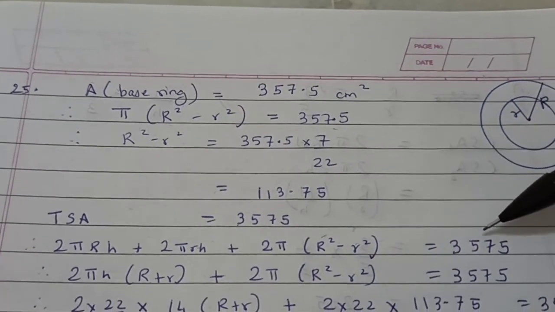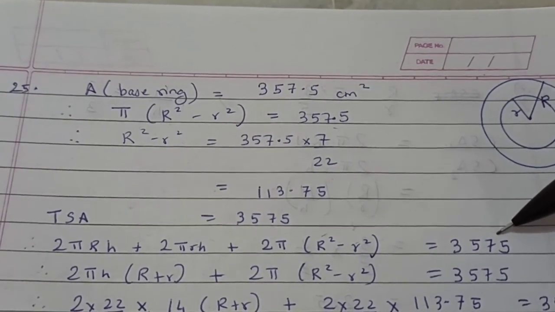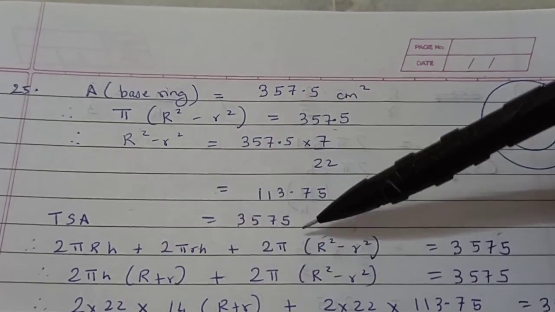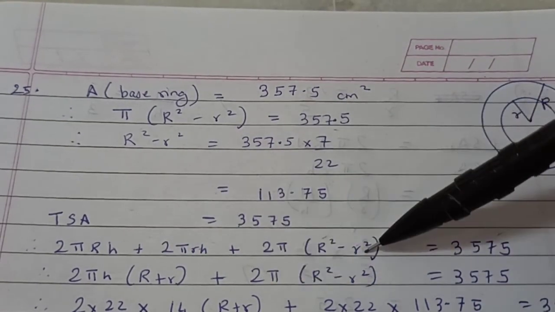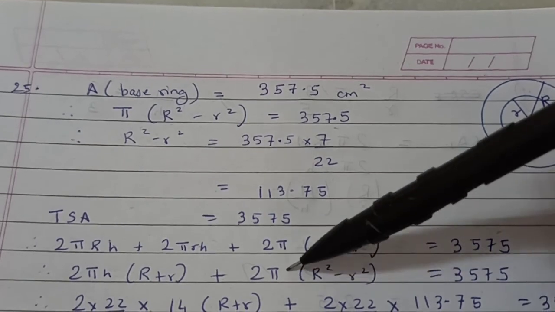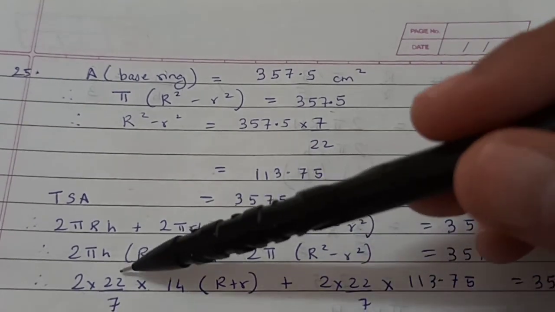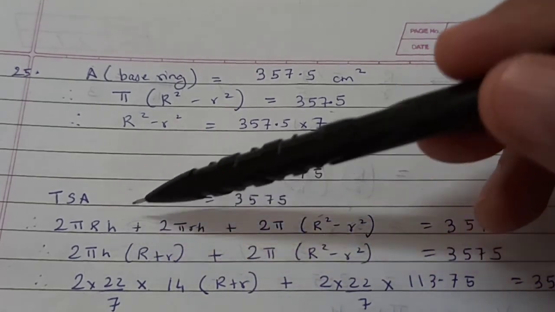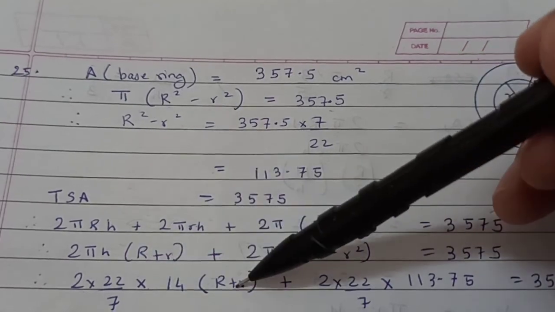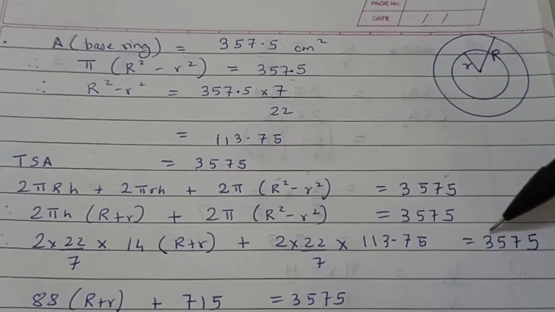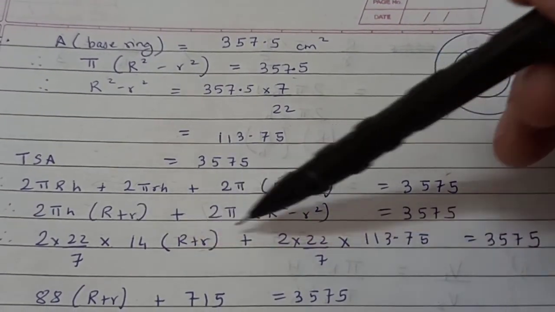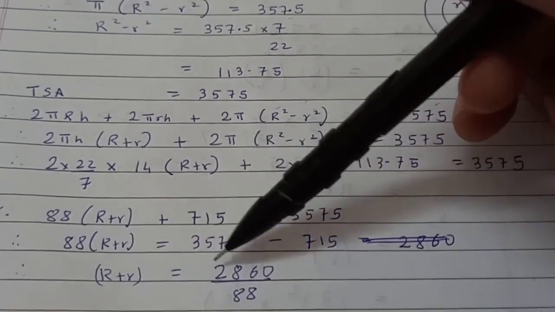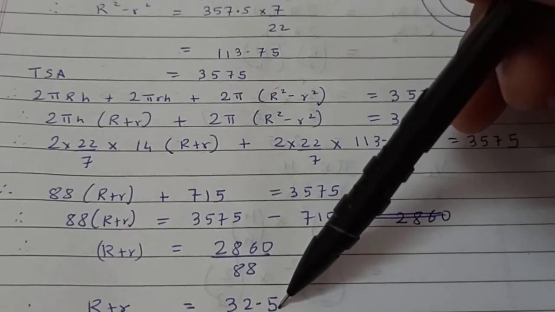That is given as 3575. Now, you will be tempted to remove 2 pi common entirely, but leave this alone, because here we have all the values and here we don't have the values of capital R and small r. So only here remove 2 pi h common, so I get R plus r. The only unknown variable here is R plus r, so I solve it by the bottom-most rule. Be careful during calculations and get the value of R plus r as 32.5.